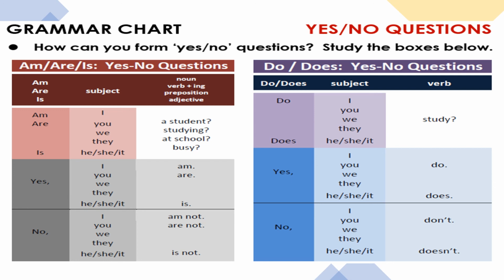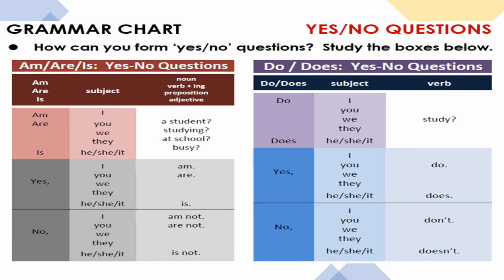So if I ask you about do or does, subject and verb. If you want to use do in the present simple with the plural pronouns, you can say, do I study? Now you're asking yourself, do I study? Do you study? Do we study? Do they study? Because they are plural pronouns, you will ask with do in the present simple.